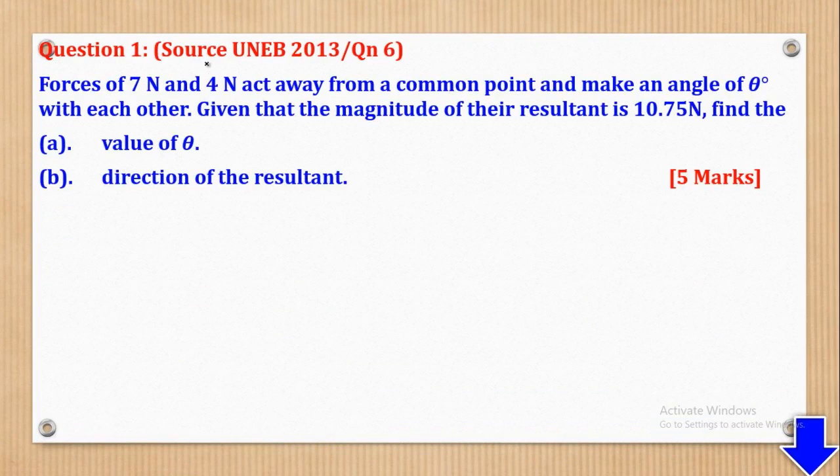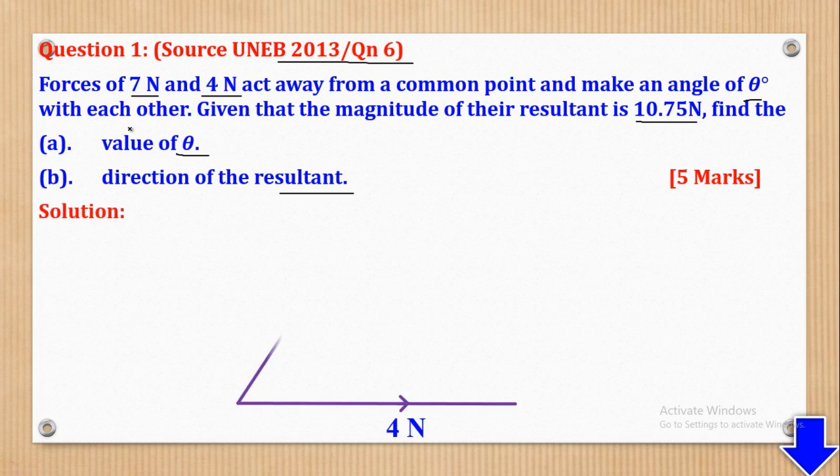Question 1 came from UNEB 2013 paper 2 question 6, and it says: forces of 7 newtons and 4 newtons act away from a common point and make an angle theta degrees with each other. Given that the magnitude of their resultant is 10.75 newtons, find part A, the value of theta, and part B, the direction of the resultant.